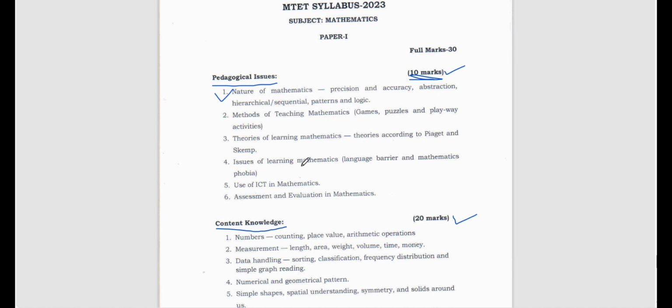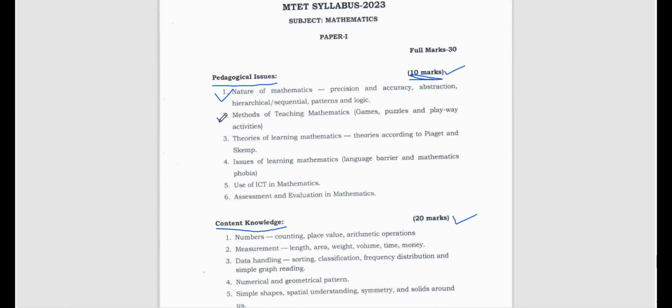So we shall study here what is the nature of mathematics. When we talk about mathematics, we want to be very, very precise. We want it to be very, very accurate. Then abstract thinking should be developed. Then hierarchical or sequential order, from ascending to descending order, from smaller to bigger. How do we arrange things in sequence? Those things we have to see. Then patterns and logic. What are the different types of patterns? Logical thinking, logical reasoning, all these things are developed when we study mathematics.